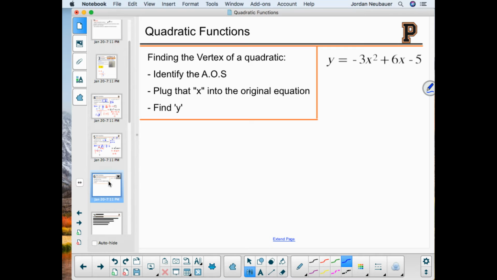Why don't you guys pause the video, take a moment to try this one on your own, and then I'll work it out for you. Pause the video, see if you can find that vertex.